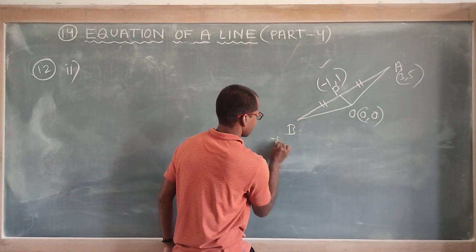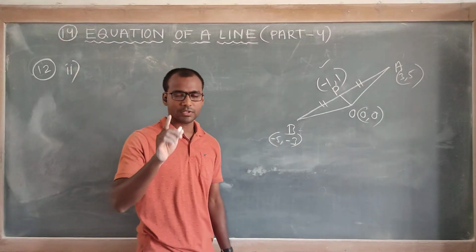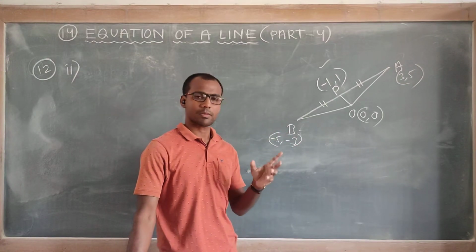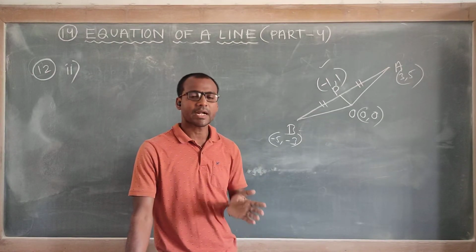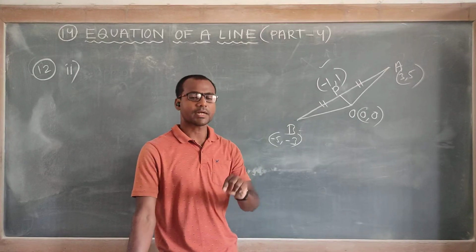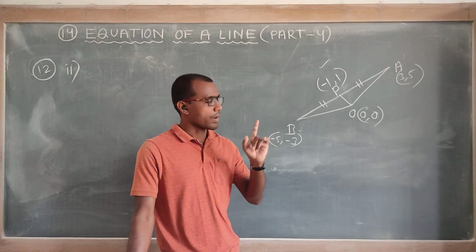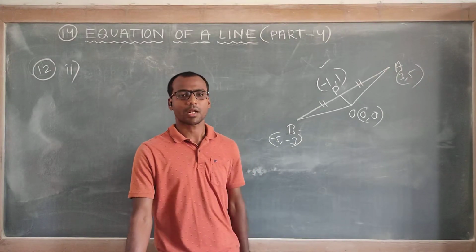This was -5, -3. In an obtuse angle triangle, this is a concept of lower class, class 9, I have also explained this, that altitudes of a triangle may be inside, may be outside. For an acute angle triangle, all the altitudes are inside the triangle. For an obtuse angle triangle, one altitude will be inside the triangle, the remaining two altitudes will be outside the triangle.